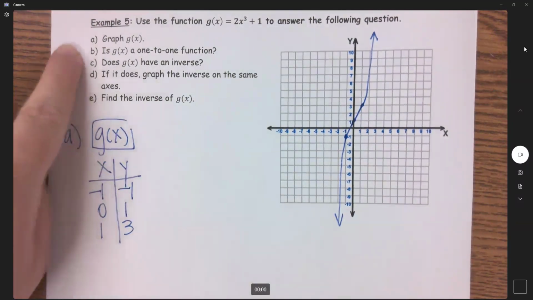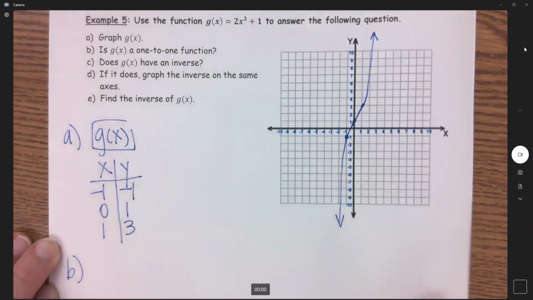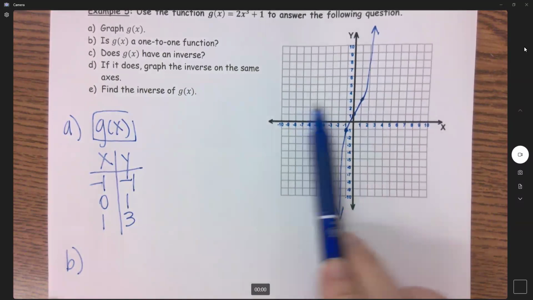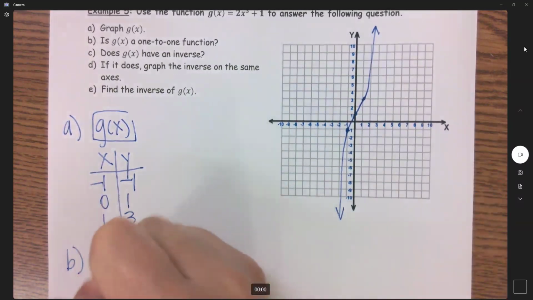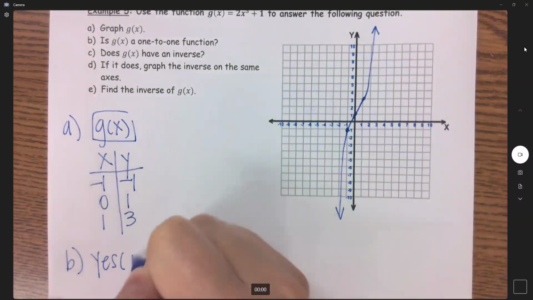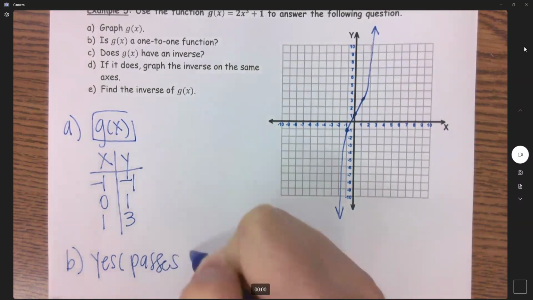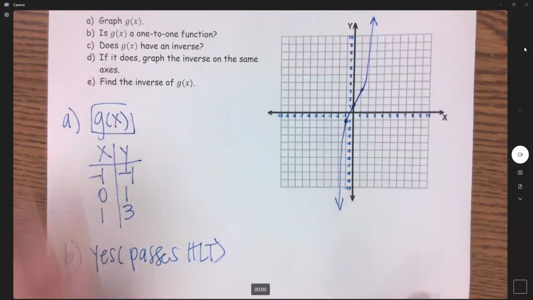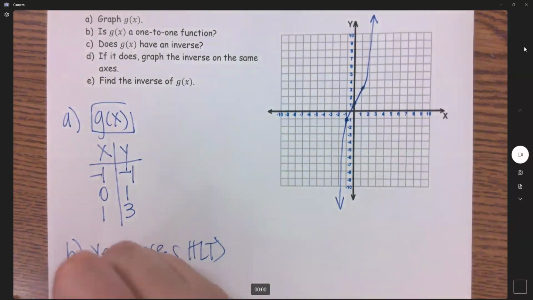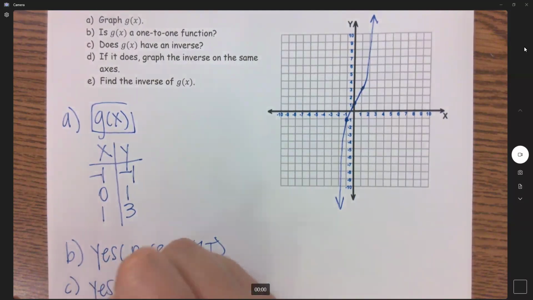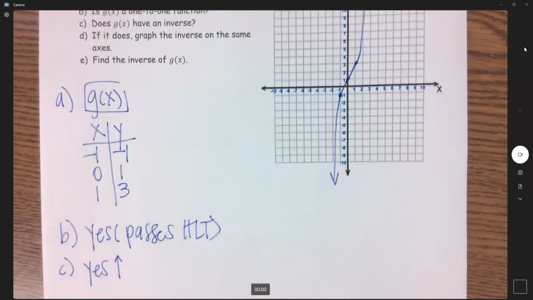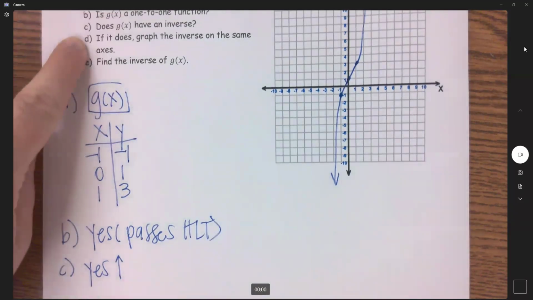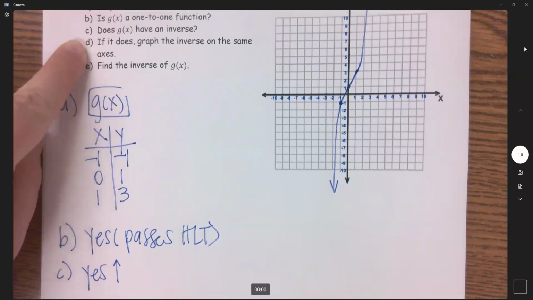So then part B wants to know, is this a one-to-one function? And again, yes, because anywhere I put a horizontal line, it only intersects once. So yes, because it passes that HLT. So in part C, does my g of x have an inverse? And yes, because it is one-to-one on part B, that means yes, it has an inverse. So if it does have an inverse, graph the inverse on the same plane.